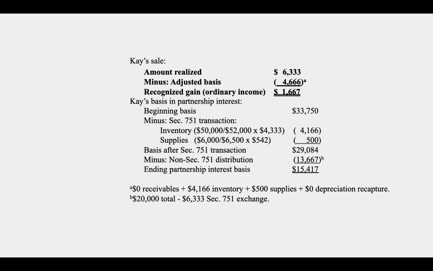Now her basis in the partnership started at $33,750. We take away the distribution of the Section 751 transaction. So we take away the inventory and the supplies. That will add up to her adjusted basis of $4,666 to get her basis after the 751 assets. Then we subtract the non-Section 751 distribution. So that's calculated in footnote B. $20,000 total cash is what she got. We subtract out what she deemed to have received as a Section 751 asset, even though she didn't. The rest of that is $13,667. She's left with a basis of $15,417.